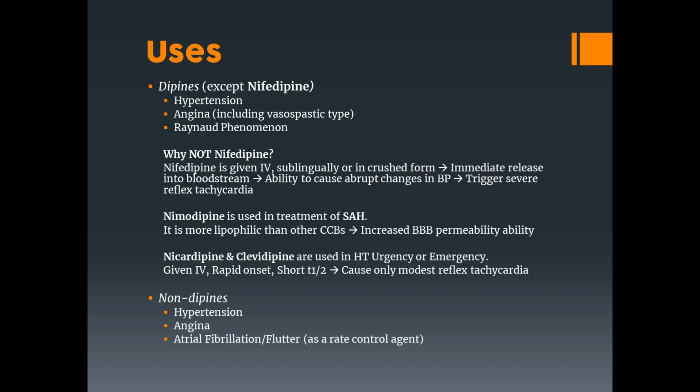Nimodipine is used in the treatment of subarachnoid hemorrhage because it is more lipophilic than other calcium channel blockers. And because it is more lipophilic, it has more ability to cross the blood-brain barrier. That is a barrier that allows lipophilic drugs to cross more freely.